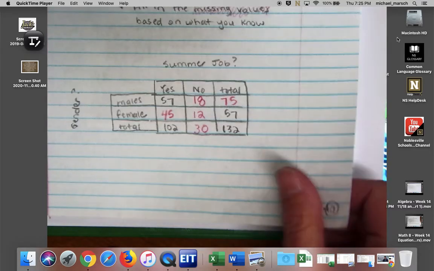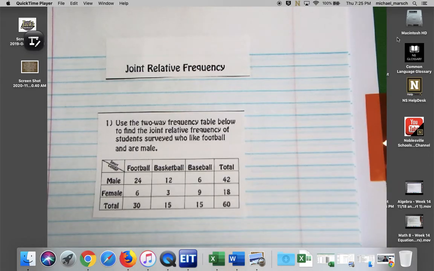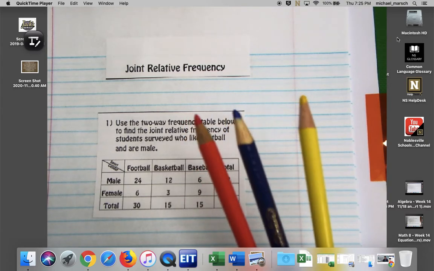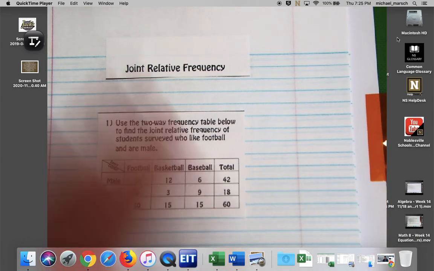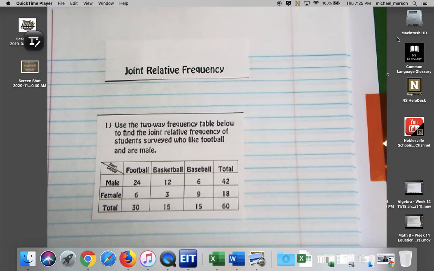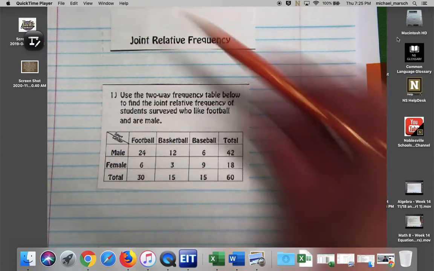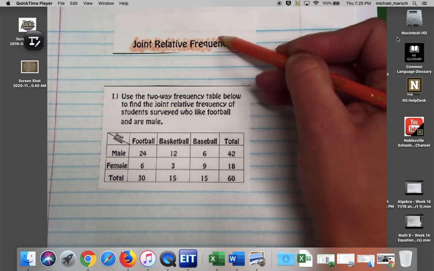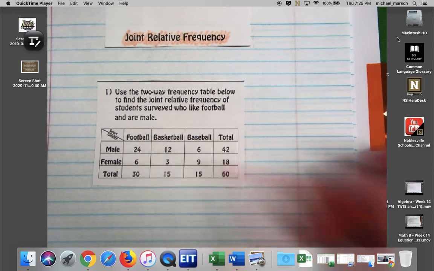Now let's move on to what I had you glue in. So I'm going to be using these three colors: orange, blue, and yellow. Okay, so get those out or choose your own three colors, whatever you decide. And we're going to talk about how to find different frequencies. Okay, and there's a specific way, of course, and of course I want you to stay organized. So let's see if we can do this. I'm going to go ahead and highlight joint relative frequency orange, and it'll make sense because we're actually going to color in parts of this table.